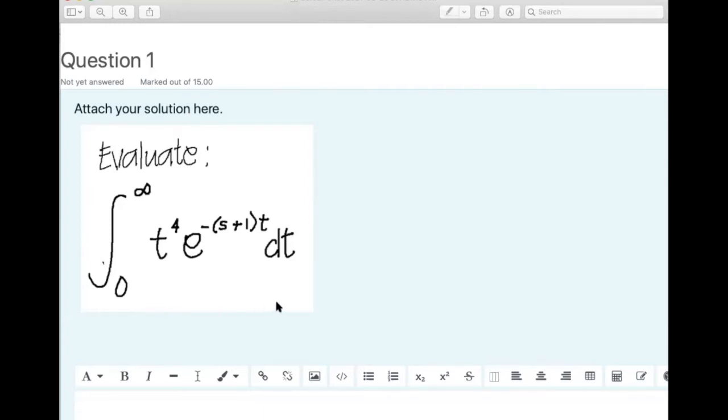You can integrate using integration by parts and applying the limits with respect to t from 0 to positive infinity. And the second method is the fastest way. So I'll be showing it to you now.